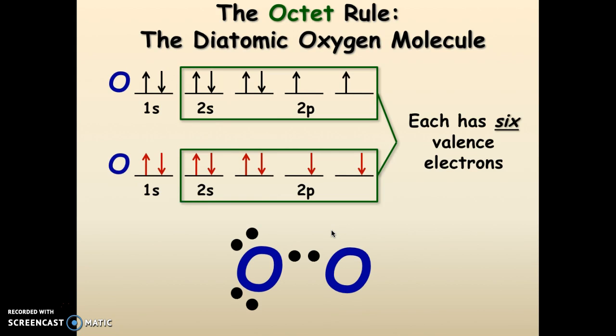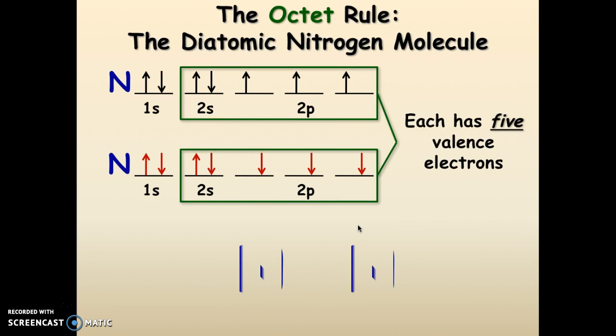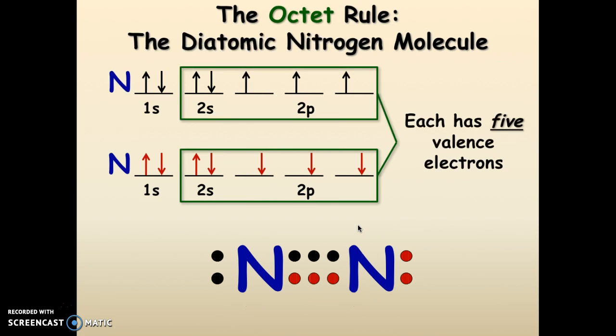Oxygen, with only 6 valence electrons, can share 2 each. So now these 4 electrons belong to both. So I have 2, 4, 6, 8, 2, 4, 6, 8. Now they each have their octet, and they formed a double bond in the process, becoming a molecule. Nitrogen has 5 valence electrons. They can each share 3. So now these 3 from each nitrogen belong to both. So I have 2, 4, 6, 8. This nitrogen has an octet, and I have 2, 4, 6, 8. This nitrogen has an octet. And in the process, they form a triple bond. Okay? So this is another molecule where they're each sharing electrons.